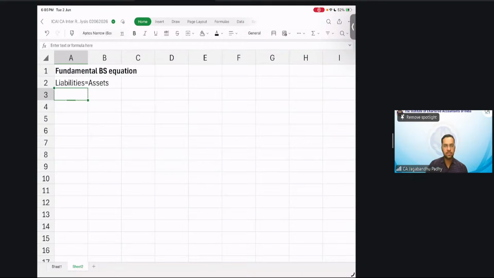Now, taking it further, instead of saying liabilities, I would like to name it a different way. Just think of what all items you have on the liability side of your balance sheet. Can you name a few of them? Equity, preference share, trade payables, borrowings, debentures, creditors. Perfect.